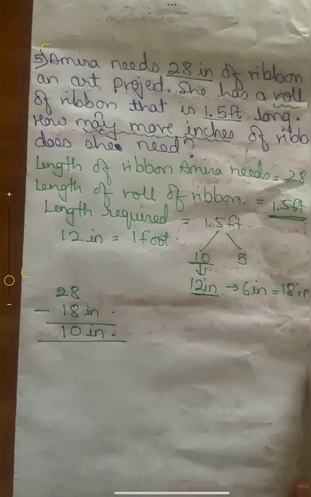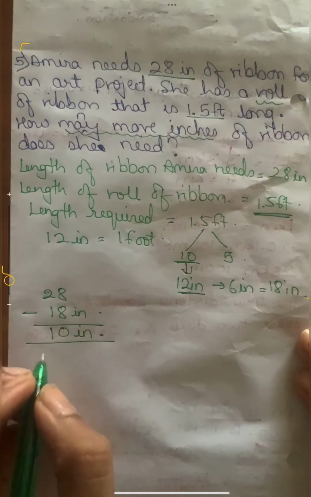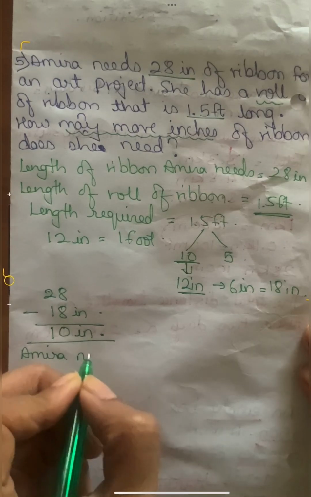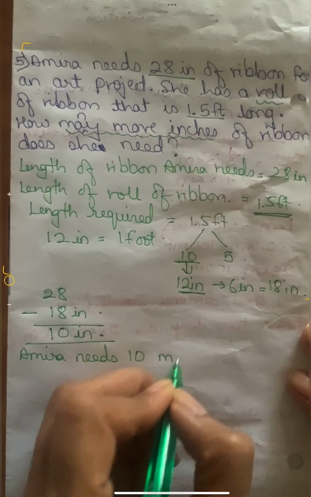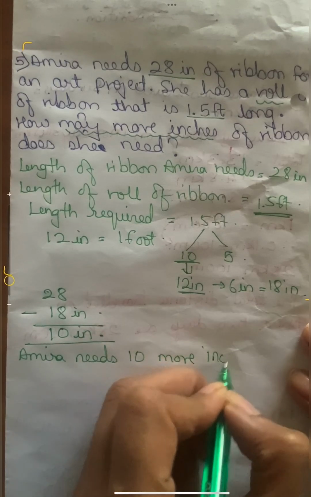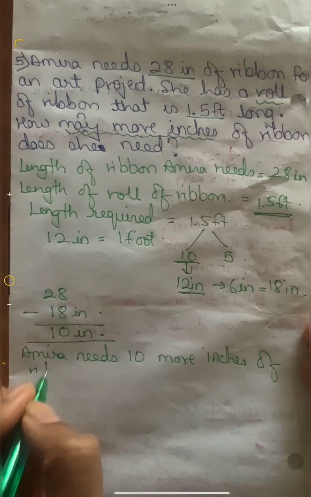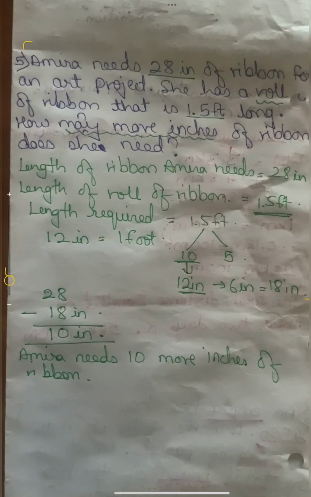So my final answer here would be: Amira needs 10 more inches of ribbon. Perfect. So we got our answer.